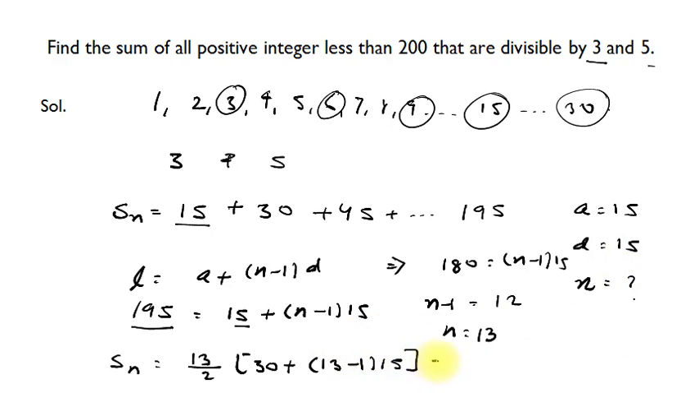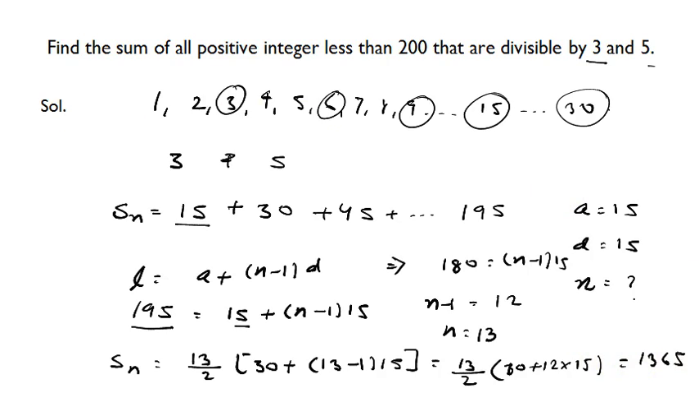Now when we calculate it, we have 13 over 2 multiplied by 30 plus 12 multiplied by 15. So here we can write 30 plus 12 multiplied by 15. Now on overall calculation we get the value 1365. So this is the answer of the given question. Now moving to the next one.